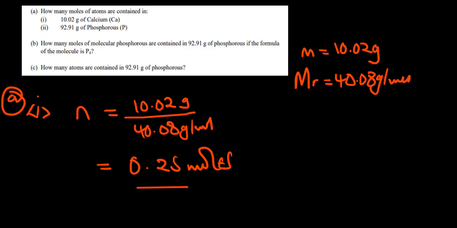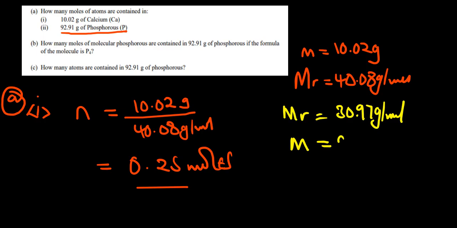This here will be our first answer on A1. Right, so to find the moles of atoms on A2, we are going to do the same. Let's get the molar mass of phosphorus. The molar mass of phosphorus is 30.97 grams per mole if you round off to 2 decimal places, and the mass that we've been given there is 92.91 grams.